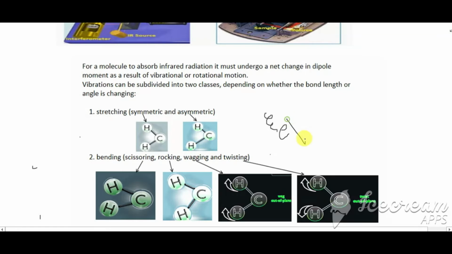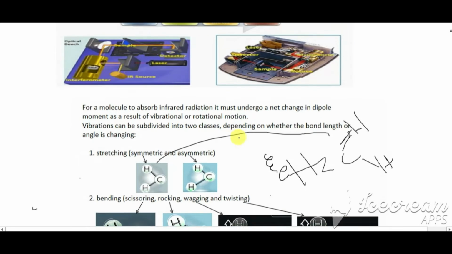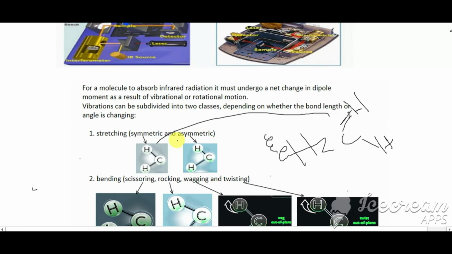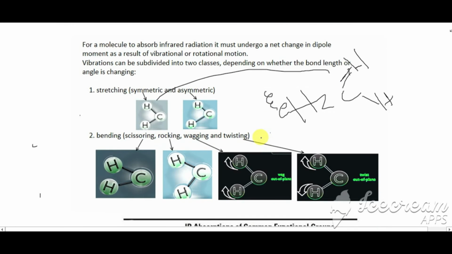For the methylene group, we have two different kinds of CH bonds. For example, in symmetric stretching, maybe one bond length will be increased and the other bond length will be decreased. So basically, stretching works with the bond length.